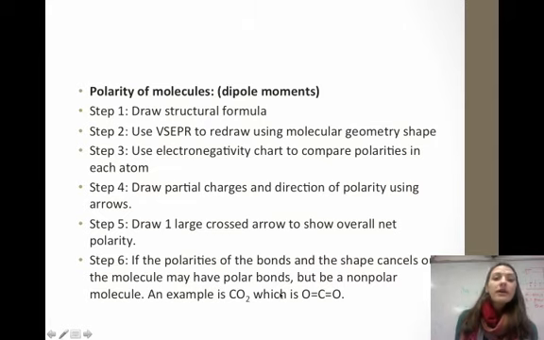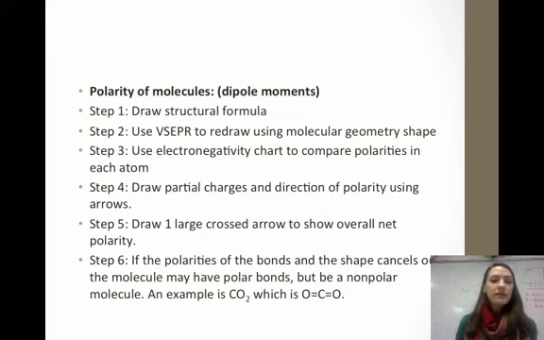So now that we know how to draw a dipole bond, that dipole arrow and those partial charges, we can do that for an entire molecule. You're going to start out by drawing your structural formula. You have to draw the molecular shape. Then you're going to compare your electronegativities, draw your partial charges, draw your dipole arrows, and draw your overall dipole for the whole molecule.